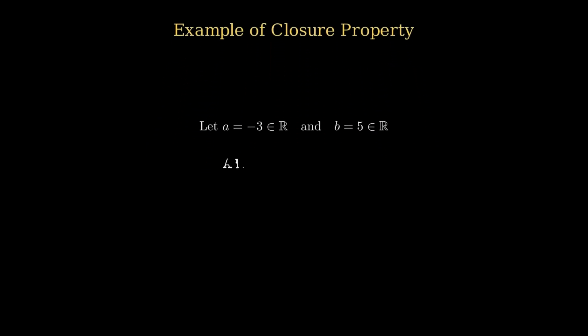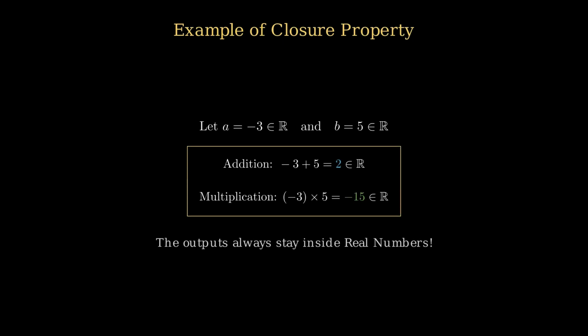Let's look at a concrete example using real numbers. Take -3 and +5. Since both are real numbers, their sum, 2, is a real number. And their product, -15, is also a real number. This proves closure.